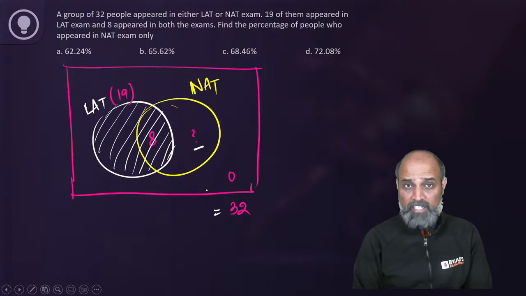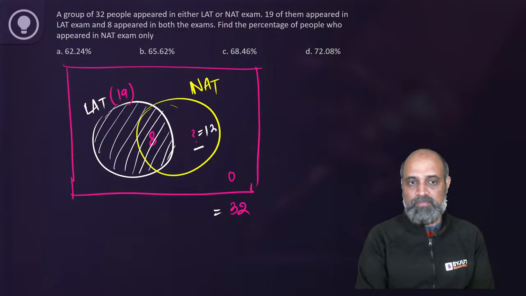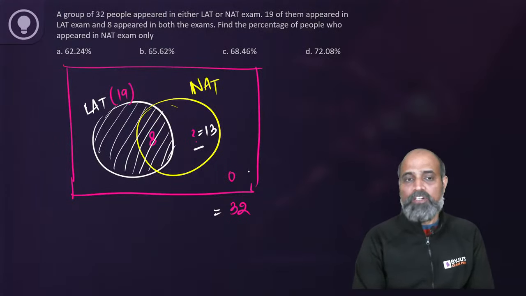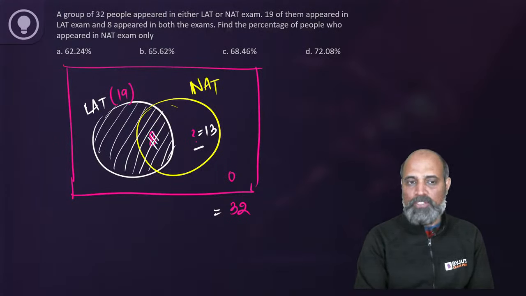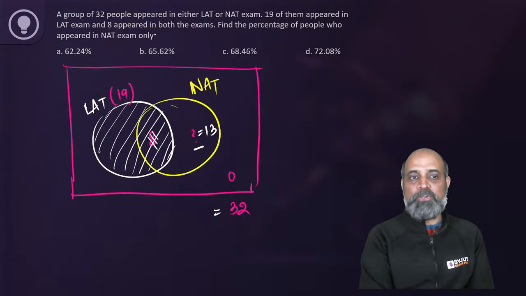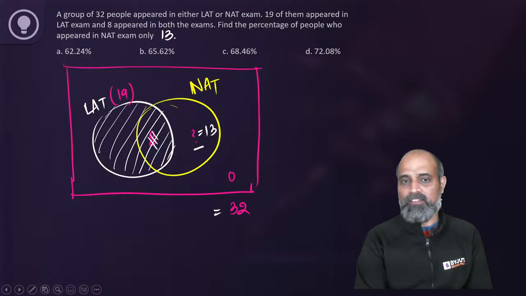कितना होगा? 13. 19 plus 13 is 32. So this 8 was also not important. कोई काम का नहीं था. So can we say the number of people who appeared in NAT exam only is 13? Right?